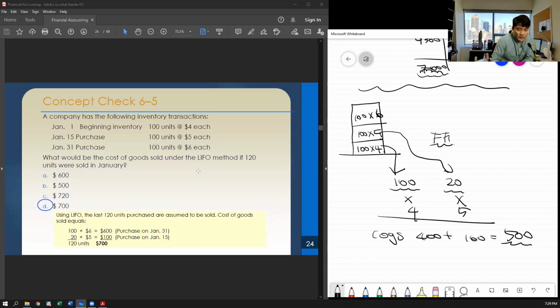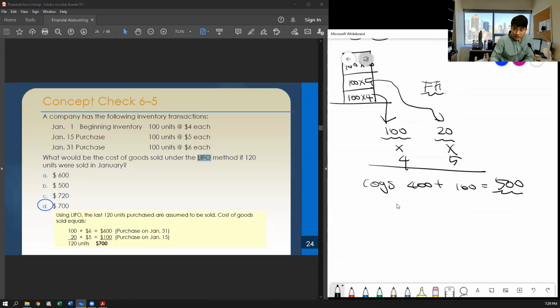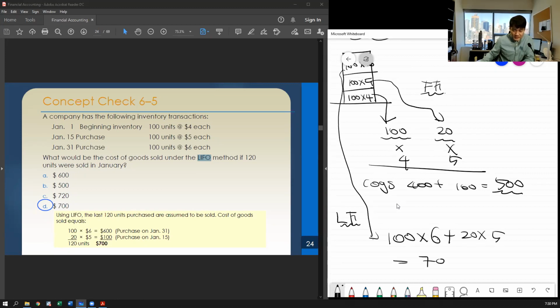Okay. Same question, but if the company adopts LIFO, let me do the LIFO method. So let's go down a little bit. If the company adopts LIFO, you're going to be using the latest stack right here. So that's 100 from the last stack times 6, plus you're taking 20 units from the second stack. So that's a total of 700.